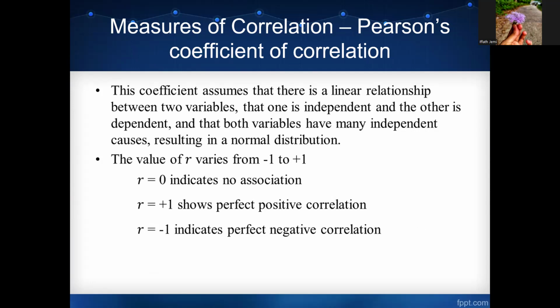The value of r varies from -1 to +1. r equals 0 indicates no association. r equals +1 shows perfect positive correlation. r equals -1 indicates perfect negative correlation, implying that the changes in the independent variable entirely explain changes in the dependent variable. A value near ±1 suggests a greater correlation.